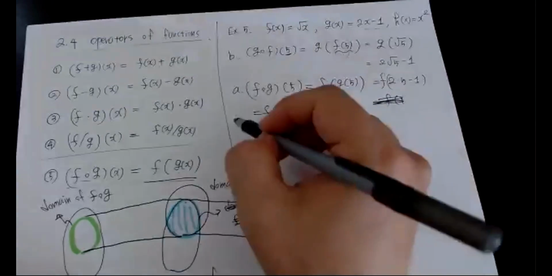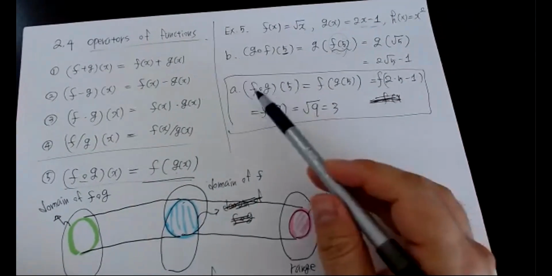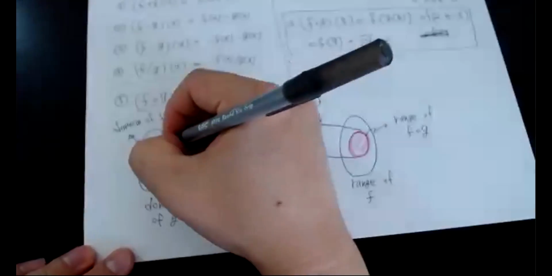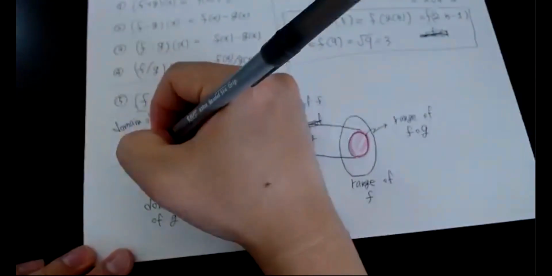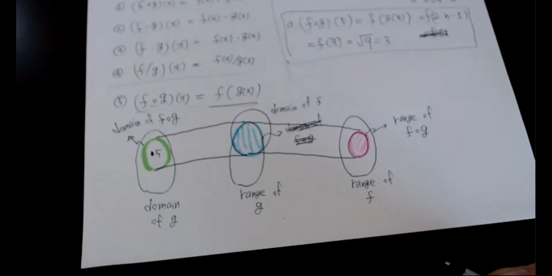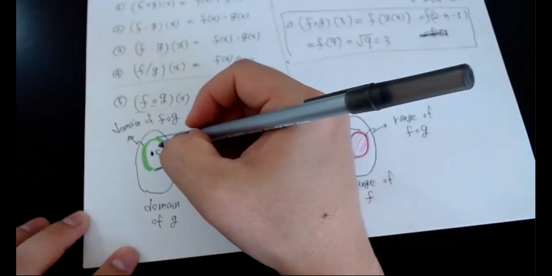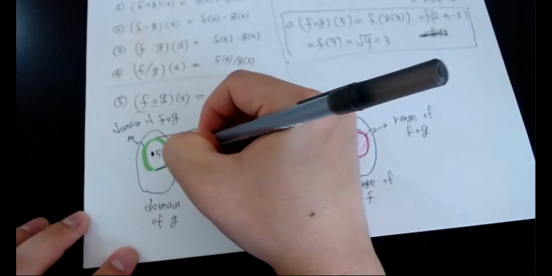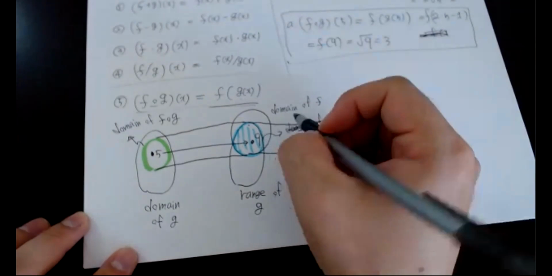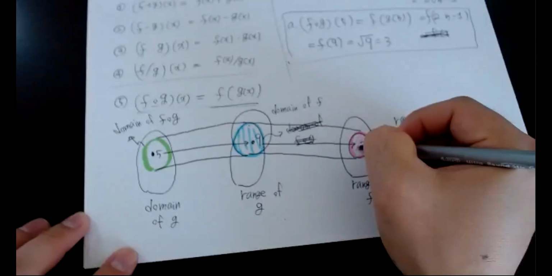Okay, so let me look at this. Let me express that process to get the 3 from the composition of f and g in that diagram. Starting from 5, 5 must be one of the numbers in the domain of g, right? And g of 5 is 9, so it goes to a 9 right here. And then f of 9 is the square root of 9, which is 3 right here.